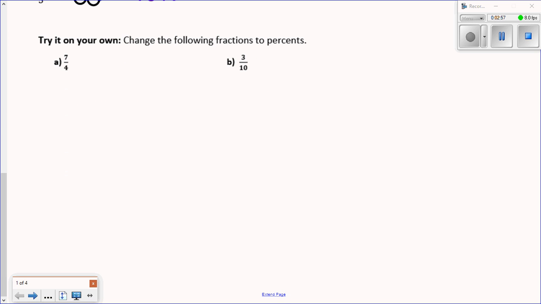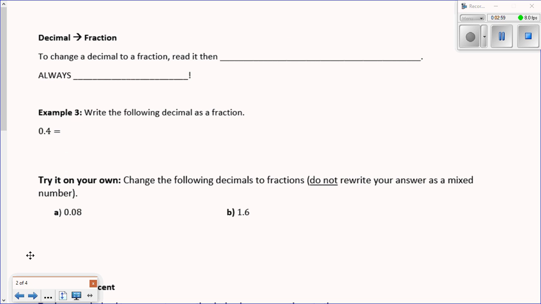Alright, moving on. The next one is a decimal to a fraction. So this is working backwards a little bit. To change a decimal to a fraction, you're going to read it out. Think about it in your head and then write it the way you read it. Okay? And then always simplify your fraction. Always make sure it's simplified.